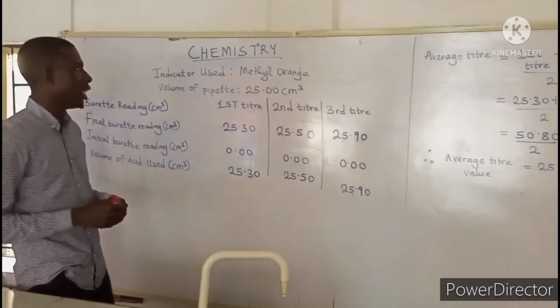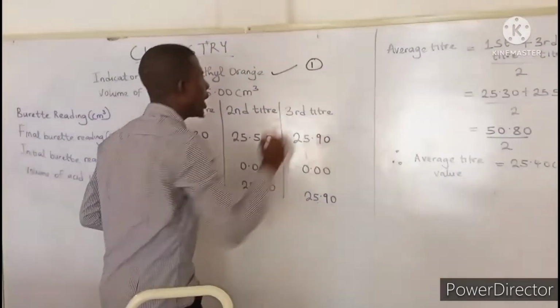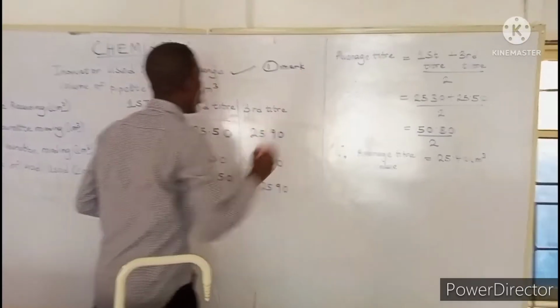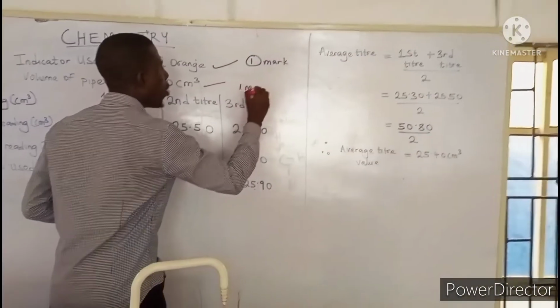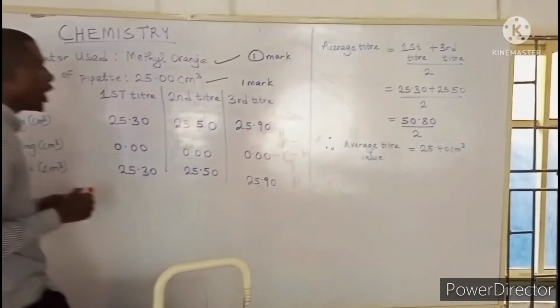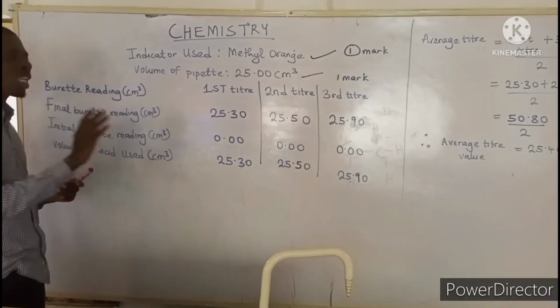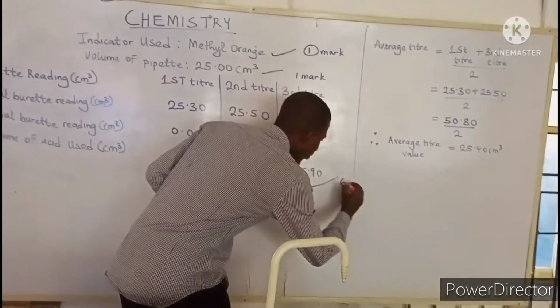Now, when grading, indicator used will be awarded 1 mark. Once you indicate your indicator used, the candidate is entitled to 1 mark. Volume of pipette used, the candidate is also entitled to another 1 mark. Now, once your table is well presented, no cancellation, and your values are in 2 decimal places, you are entitled to 6 marks.